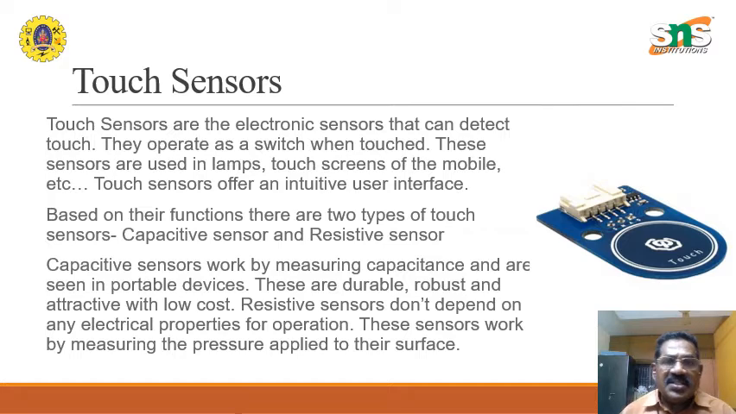The touch sensors are electronic sensors that detect touch. They operate as a switch when touched. These sensors are used in lamps, touch screens, or mobiles, etc. Touch sensors often offer an intuitive user interface. Very simple.